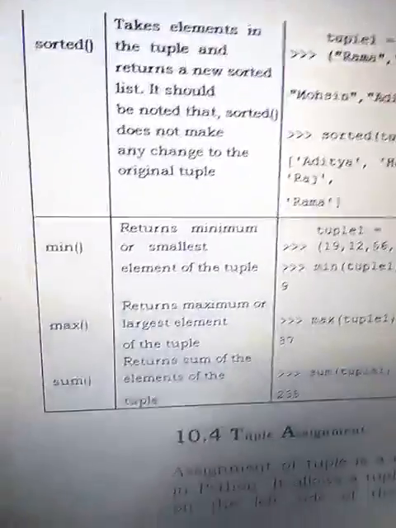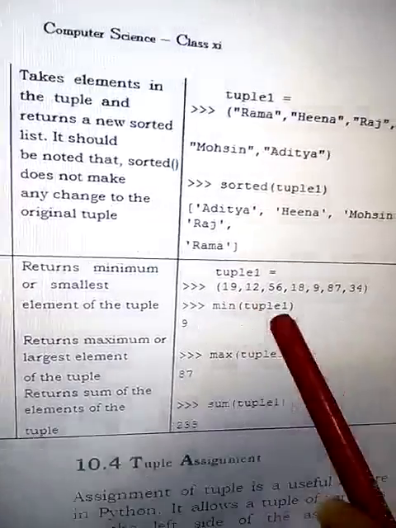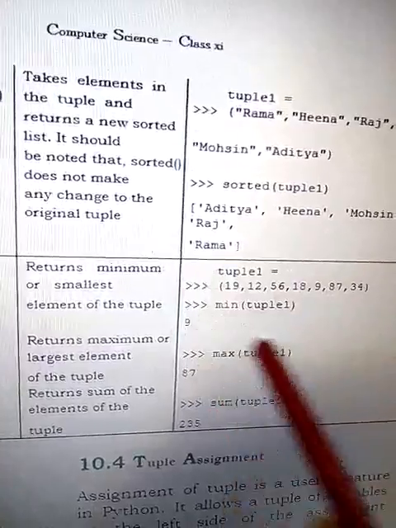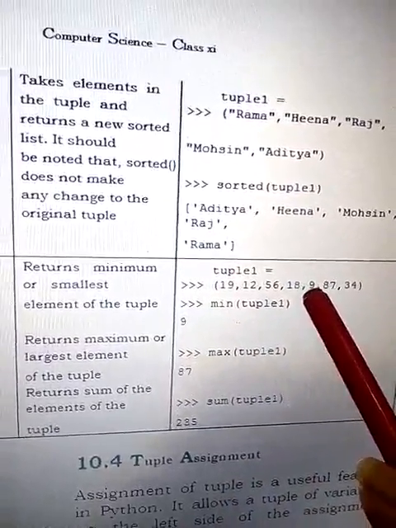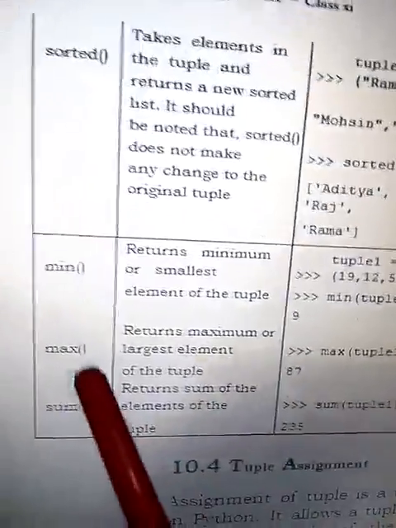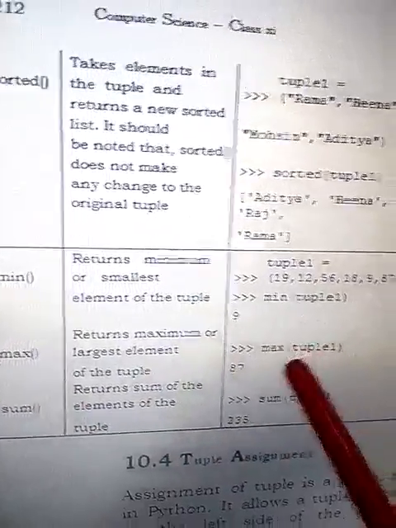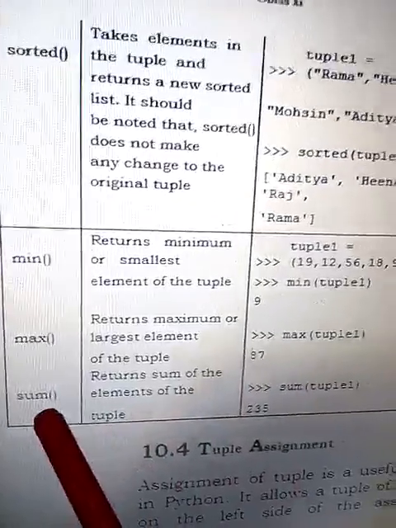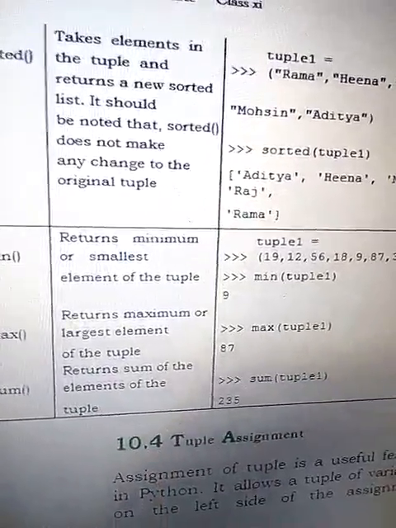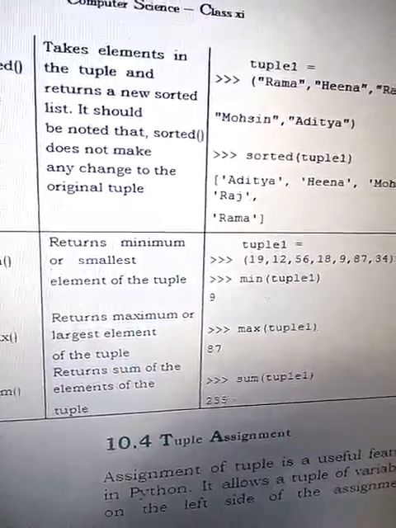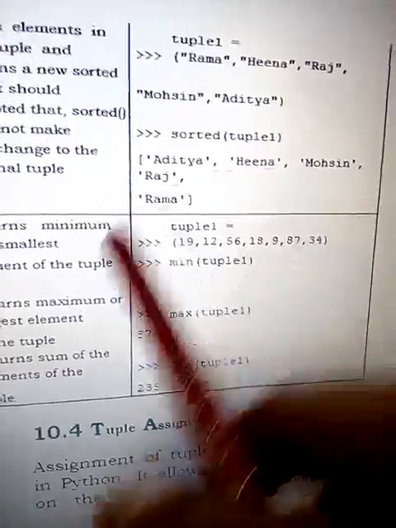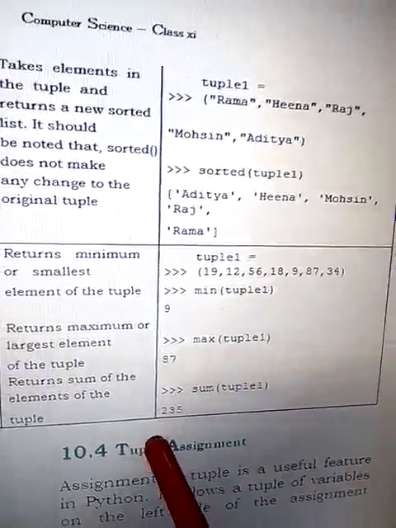Now the next one is min. The min function will return the smallest element of the tuple. Suppose we are taking this tuple, and min of tuple 1 we are passing as an argument. The smallest element is 9, so it will return 9. Same as for max, it will produce the largest element from the tuple, and sum will automatically return the summation of the tuple elements. If we pass these elements, the sum function will do the summation and return the value.